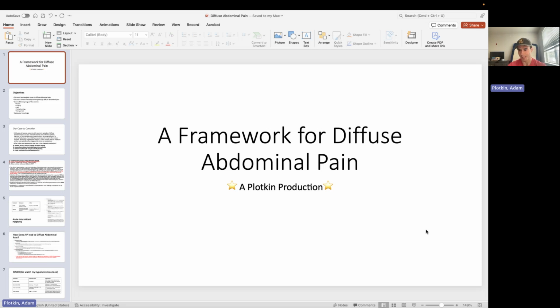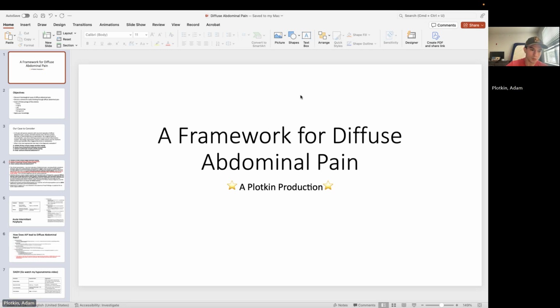With regards to abdominal pain, the differential is so long, I decided to break it up. This one will do diffuse abdominal pain, and then I'll do one later this week or sometime on more localized abdominal pain, where we talk about right upper quadrant, left upper, lower, right, epigastric, things like that. But this one is going to be just focused on diffuse abdominal pain.